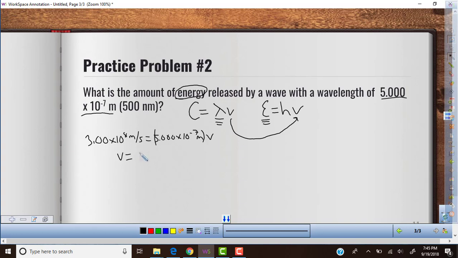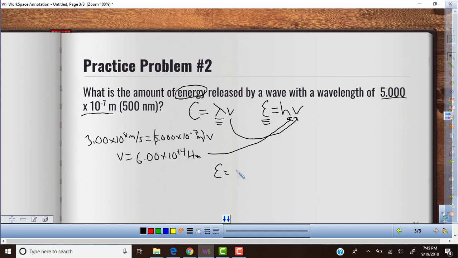And so what we get is 6.00 times 10 to the 14th, and our unit there is hertz because it's a measure of frequency. Now that we have this information, we can plug it into there. We know h, we can solve for E.